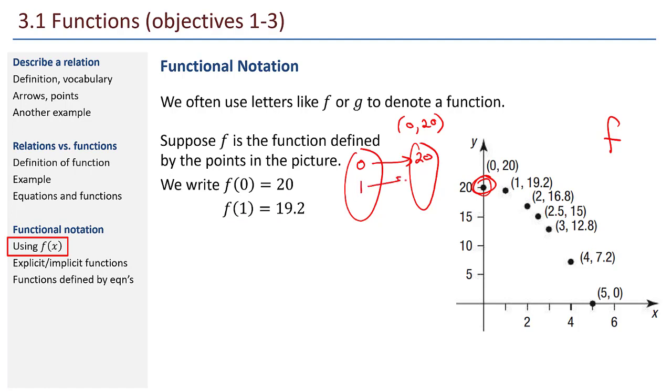So 1 goes to 19.2. And I see that as the point 1, 19.2. And so on. We do this for all the other numbers until we get to the end. f of 5 equals 0.